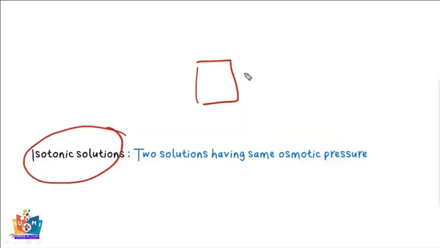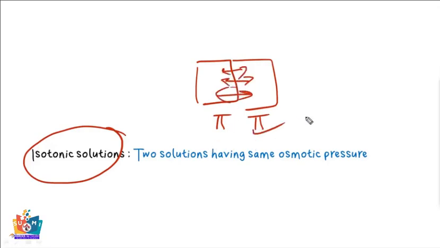Two solutions having the same osmotic pressures, and there is no movement of solvent molecules on either side, are termed isotonic solutions. Isotonic solutions means both the solutions will have the same values of pi.